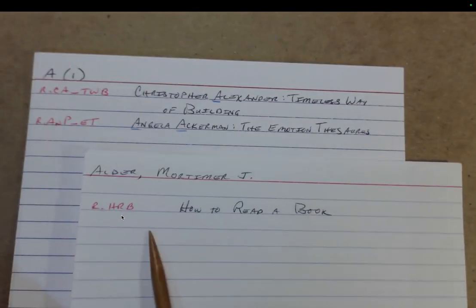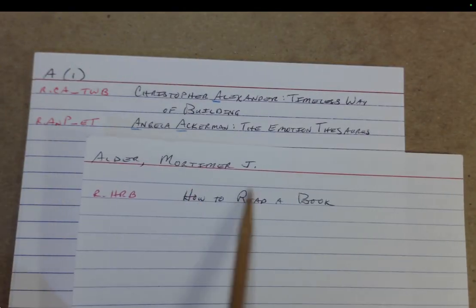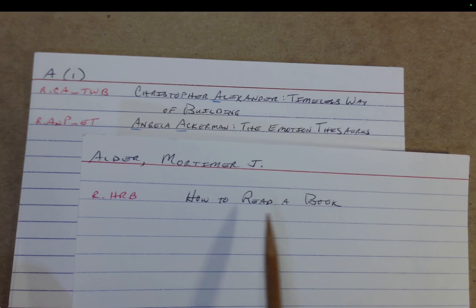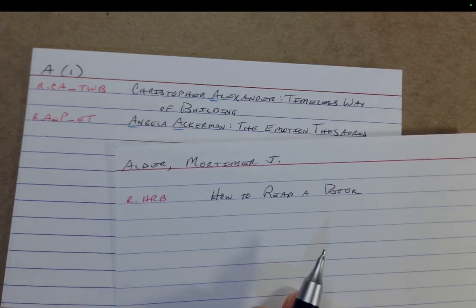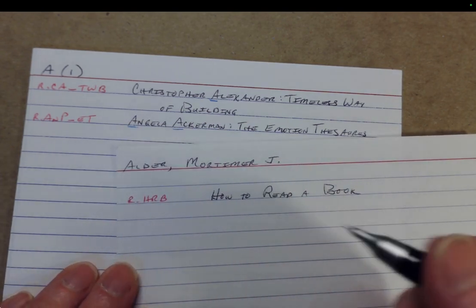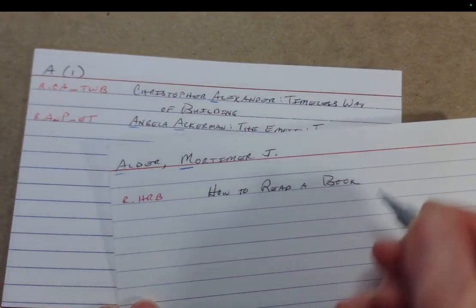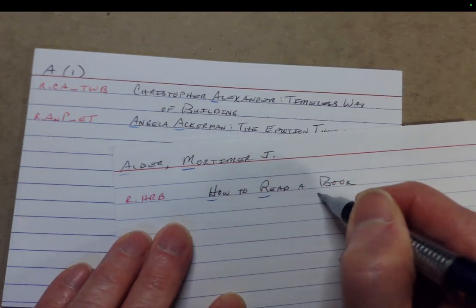Now I'm ready to replace this card, Mortimer Adler, How to Read a Book. And I can identify how I'm going to index it because I'll index it under Adler, Mortimer, How, Read, Book.